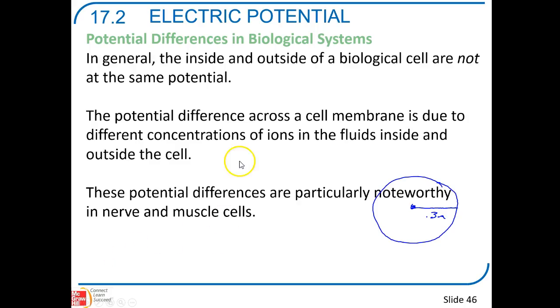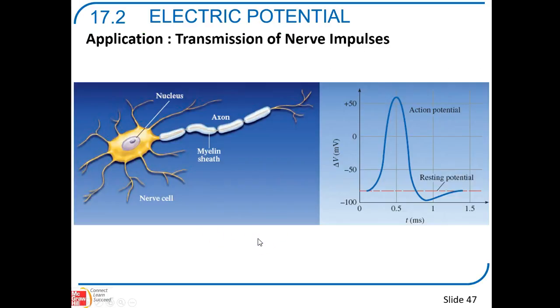All right, so for the next slide here, we've got potential differences in biological systems. If you look at a cell, the inside and outside of a biological cell are not the same in terms of potential. So there is a potential across the cell membrane, and it's because you have different ions and different fluids inside and outside of the cell. And so they're really important in both nerve and muscle cells. We want to make sure we can transfer information and then use that information in order to get those cells to fire. So we talk about action potentials.